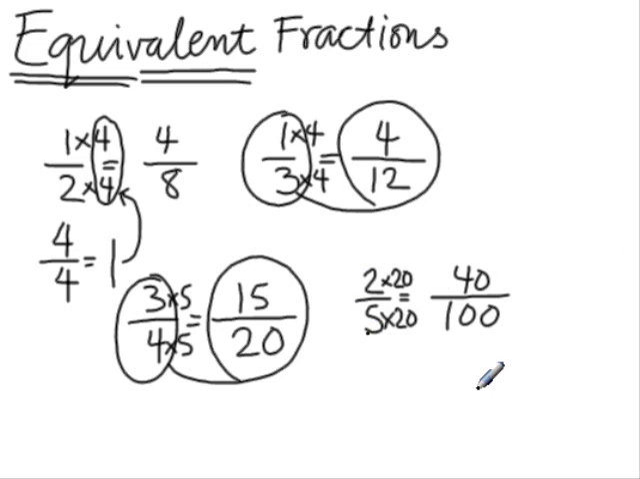And so that is the main method that we use for showing equivalent fractions, simply to multiply both the numerator and the denominator of the fraction by the same number, and then we'll get an equivalent fraction here.